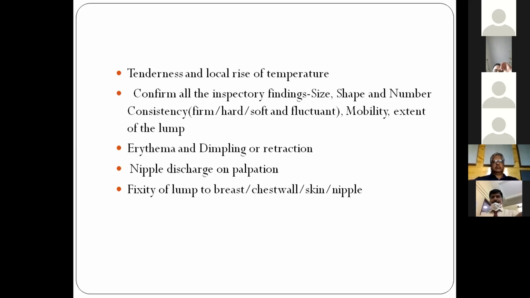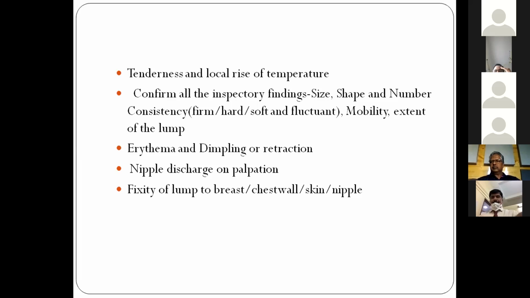Whenever we start our palpation, the most important thing we do is confirm all our inspectory findings. Like if you have noticed a lump, the exact location of the lump, extent, size, shape, how many are there. We again check for the consistency, whether it is firm, soft, or hard in consistency, and about the borders of the lump. All those things we confirm in our palpation.